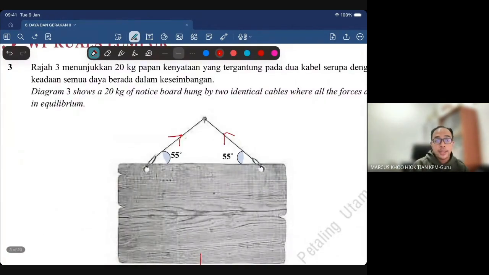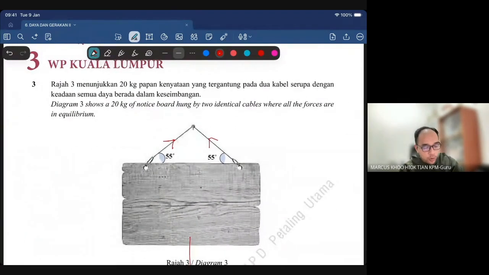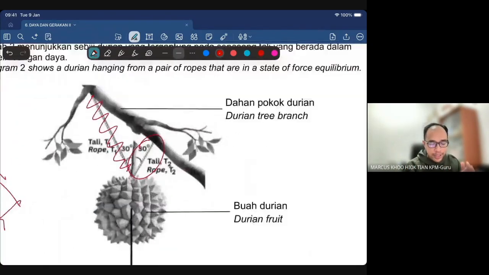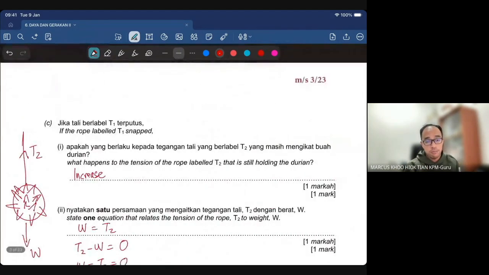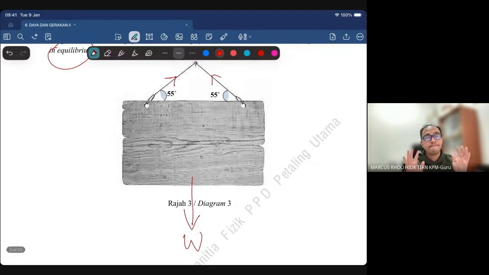Number 3, same thing. Forces in equilibrium, but now our two tensions, our two cables, have the same length and the same angle, whereas the one before this had the same angle but different lengths. This is kind of unique. We don't see this kind of question very often, but this question is more common. We have a picture frame or this thing over there. Now, most important thing is whenever you see this situation, the first force that you must label is the weight force.